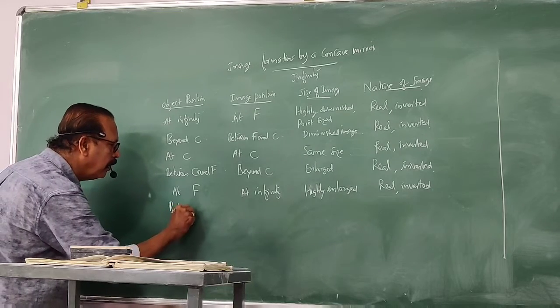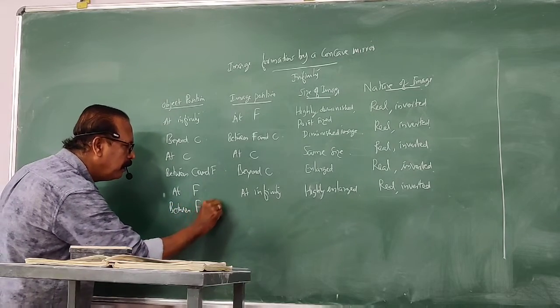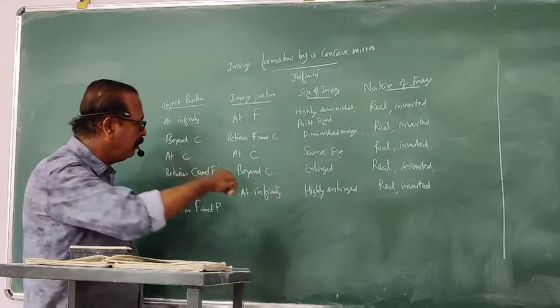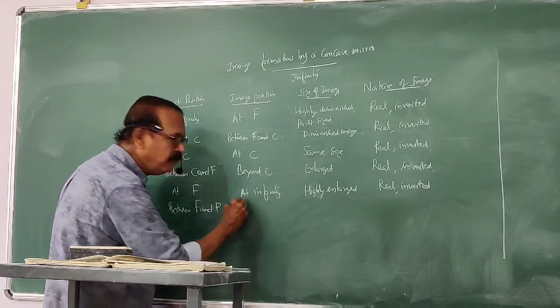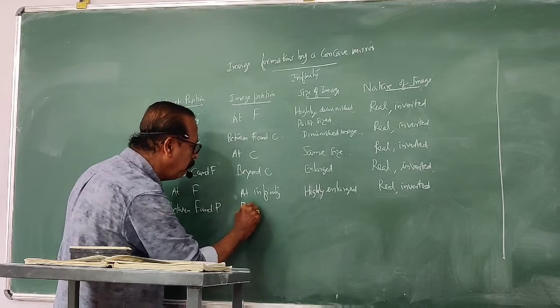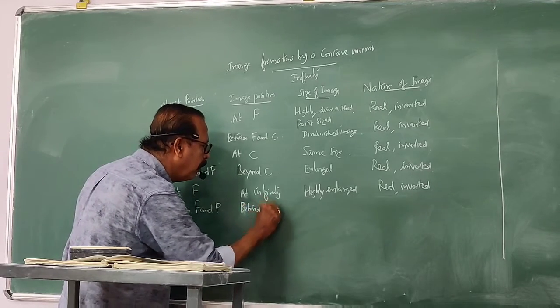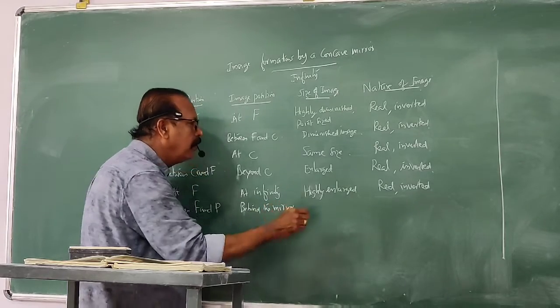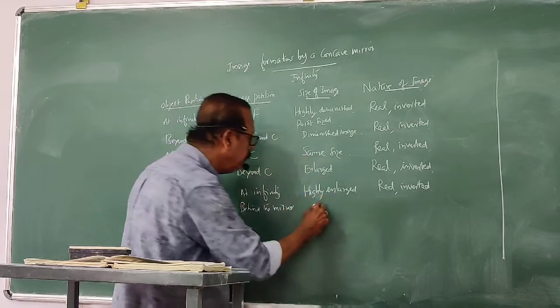Last one. Object between F and P, focus and pole. Image is formed behind the mirror. Only position: behind the mirror. The image is an enlarged image.